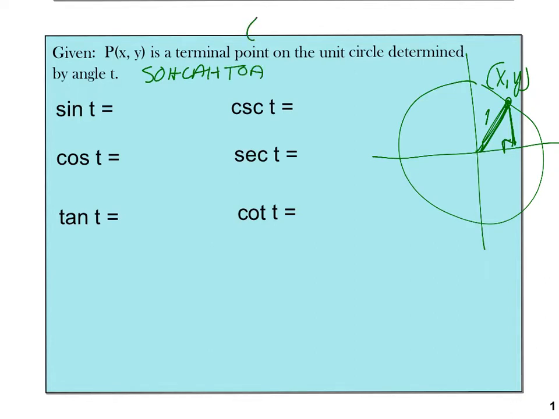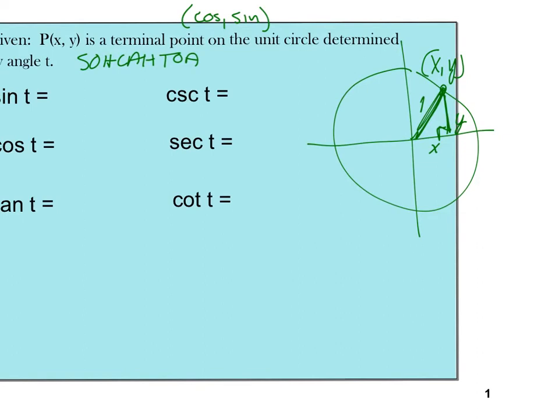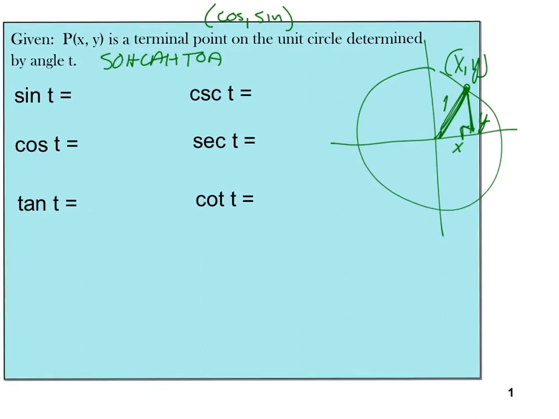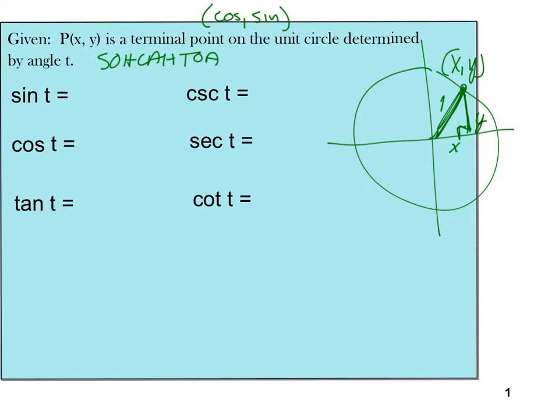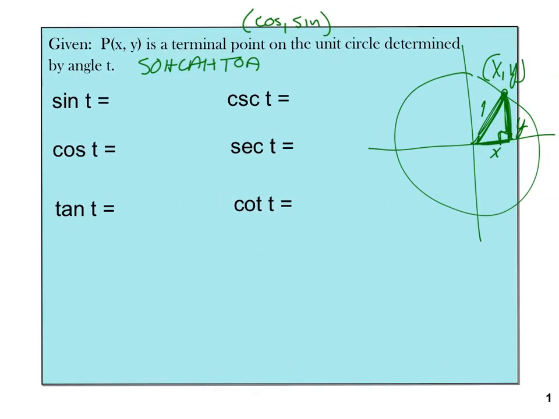Remember in your functions, it goes cosine and sine. So this would be your x, this would be your y. Your cosine is x and your sine is y. This part on the horizontal is going to be your x, and the vertical is going to be your y. So the sine of t for that triangle would be y over 1, so it would just be y. Cosine is going to be x over 1, so that's just going to be x.